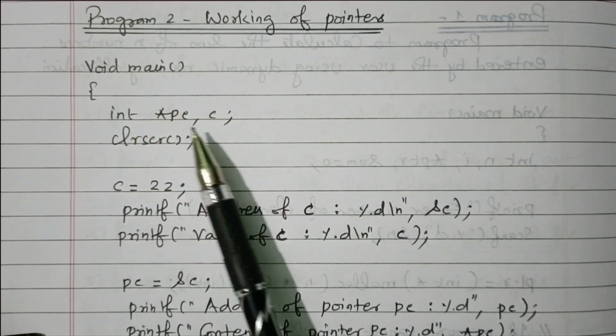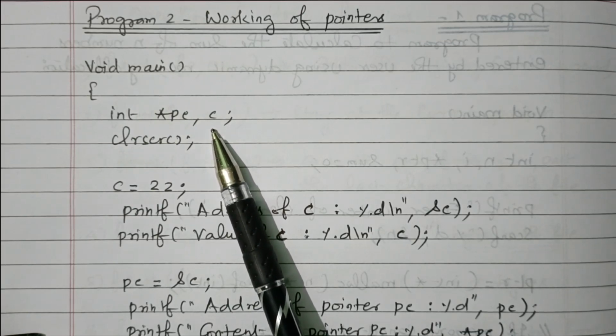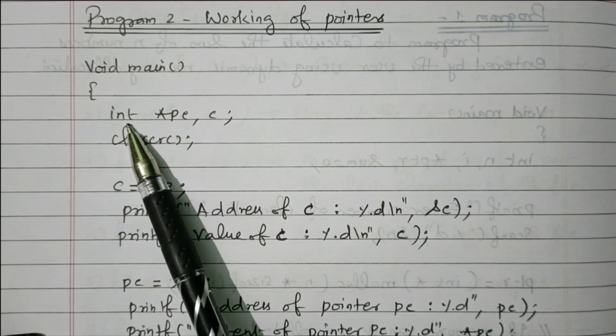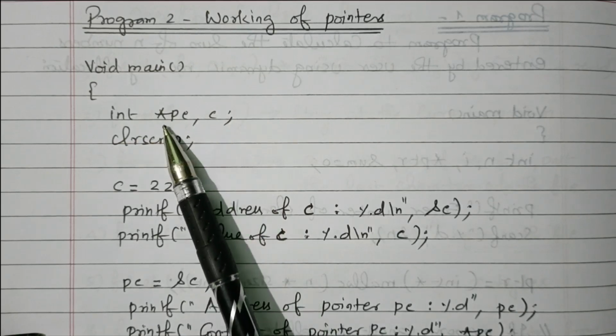Integer star PC comma C. So C is the integer variable, a normal integer variable. Star PC is a pointer variable that will store integer type data, the address of integer type data. Right. So one normal variable, one pointer variable.